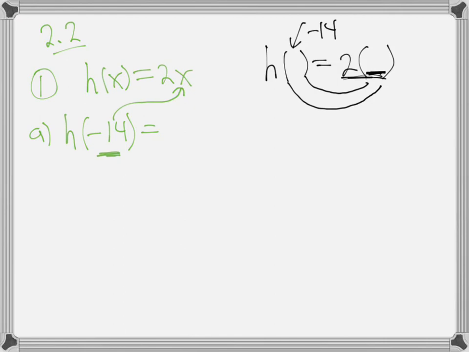So that's how functions work. Wherever the x is, that's like the holes in a toaster. Whatever you plug in slides down to wherever the x is on the other side, and then you just do whatever the other side tells you to do. In this case, it's multiply by 2. So it's going to be 2 times minus 14, negative 28. That's part A. Let's try part B.